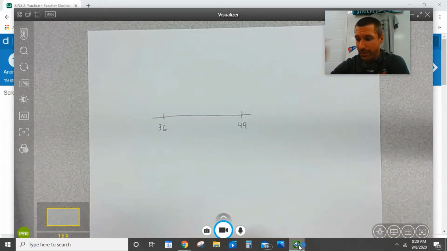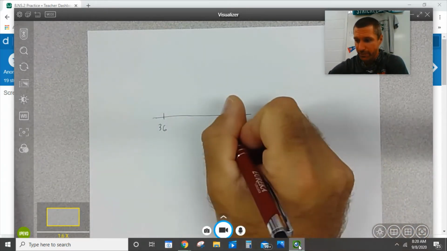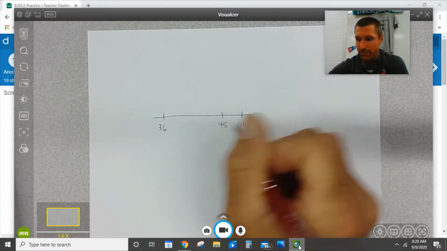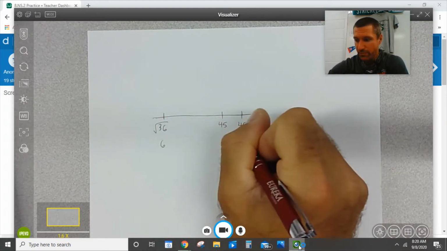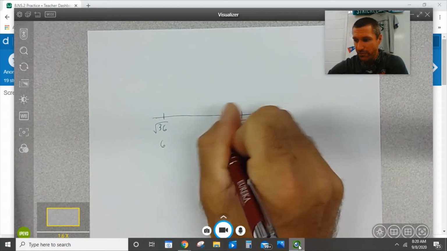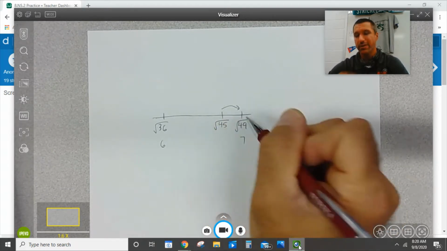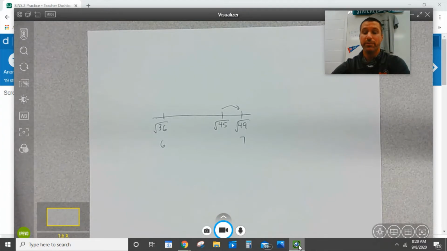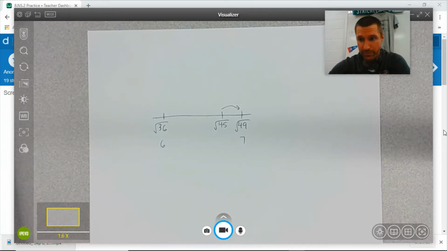on a number line, where 45 falls is right about here. So if you take the square root of 36, you get 6. The square root of 49, you get 7. And if you took the square root of 45, that would be closer to 7. So 7 is a better approximation if you were to round. Okay, so that's one thing.